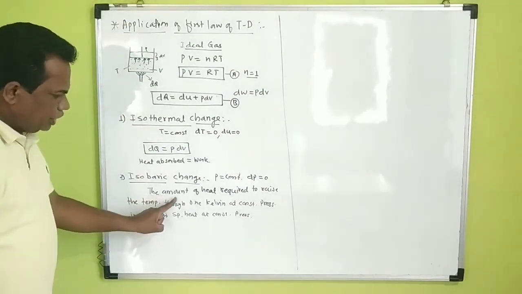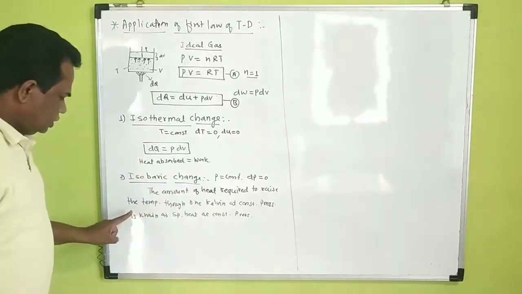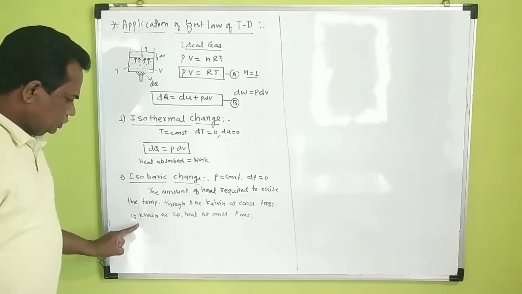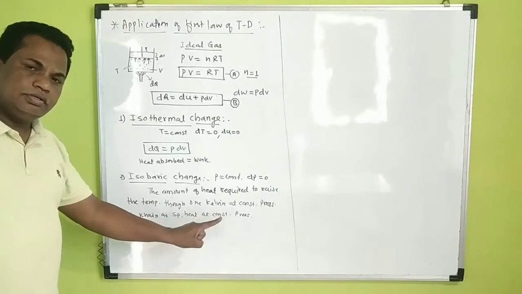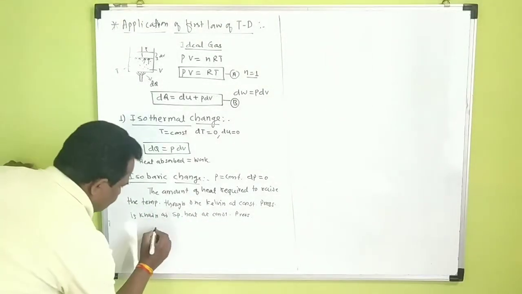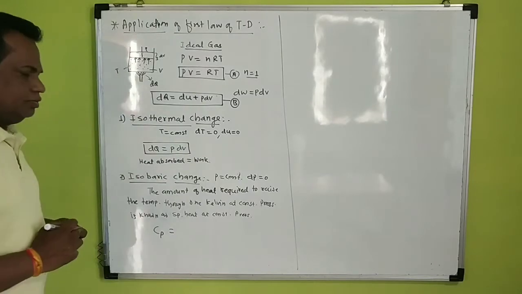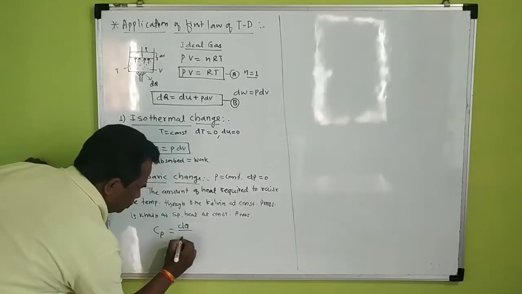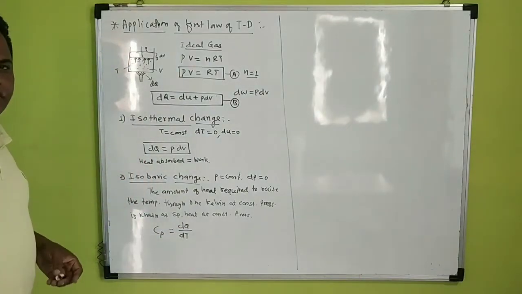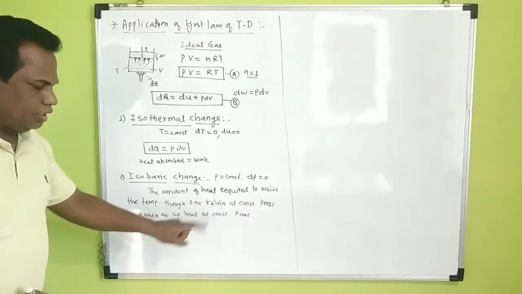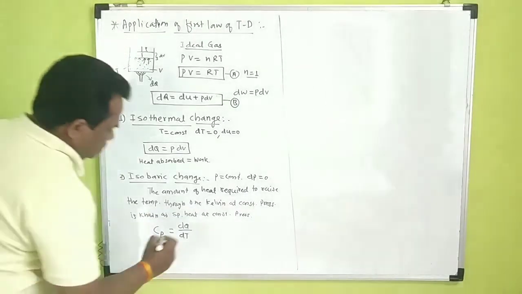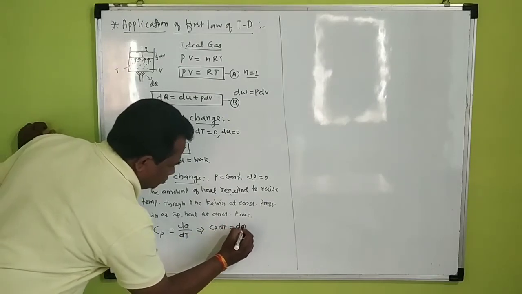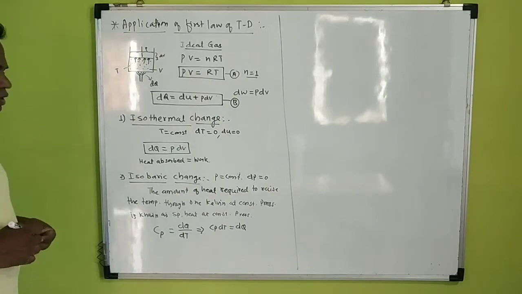So the amount of heat energy required to raise the temperature through 1 Kelvin at constant pressure is known as specific heat at constant pressure. So we can write that Cp is the specific heat at constant pressure. That is the amount of heat, dQ divided by the change in temperature, where the change in temperature is 1 Kelvin. So this equation gives rise to Cp dT is equal to dQ.